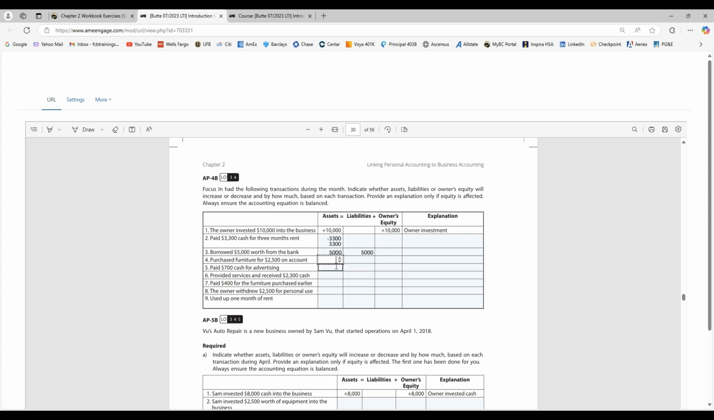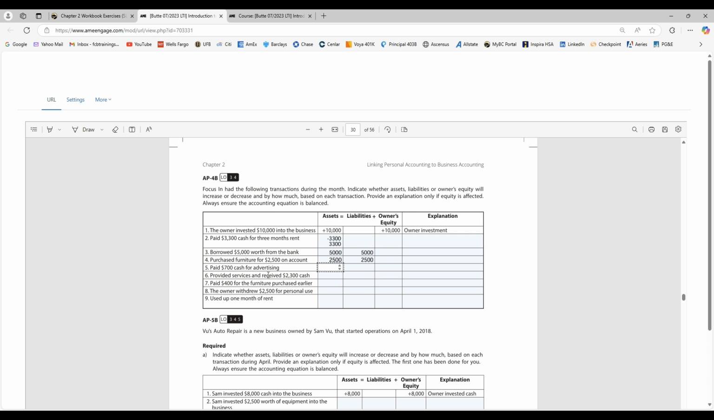Purchase furniture for $2,500 on account. Furniture is going to be an asset. It's not an expense that would affect owner's equity because it will continue to be used going forward. We own it. And the key words here, on account, indicate that we did not pay cash for the furniture. We instead used some sort of debt, a credit card, financing through the store, whatever it is. It's a liability, so we still owe the $2,500, but we do have the asset now. And in the future, that $2,500 will need to be paid.